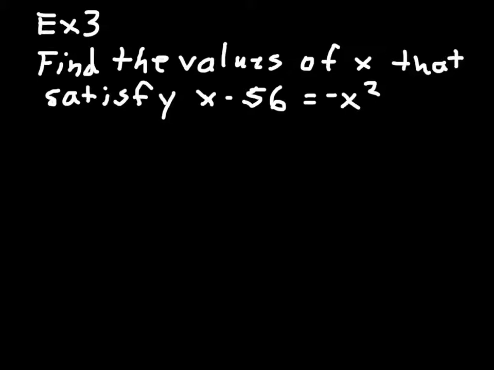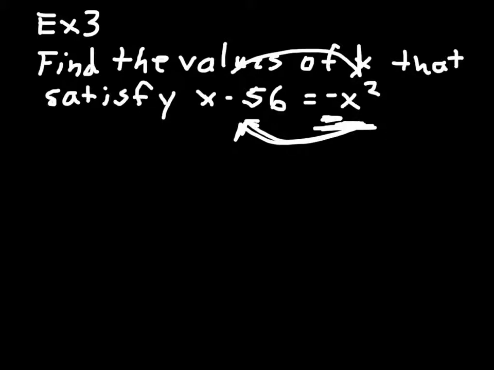Okay, example 3, really the same directions. Instead of them saying find the roots, it says find the values of x that satisfy this quadratic equation. Now, I could bring everything over to the right, or I could bring everything over to the left. The problem is, if you're going to have a chance of factoring, you really want that quadratic term, that term that has an exponent of 2, to have a positive number in front, I should say.